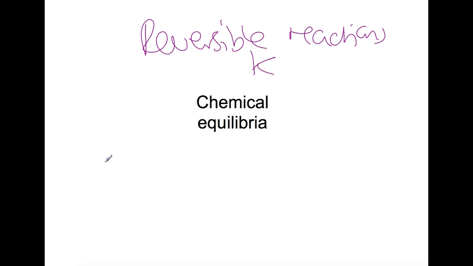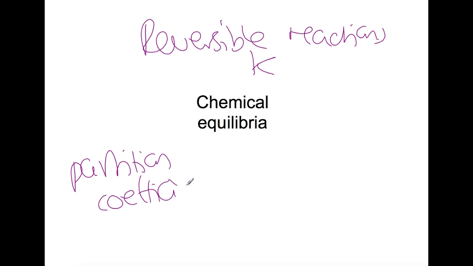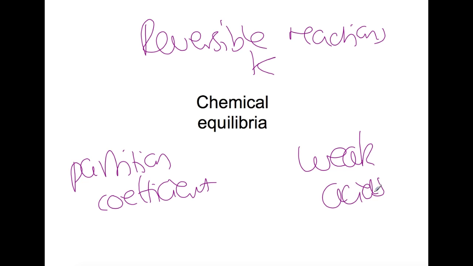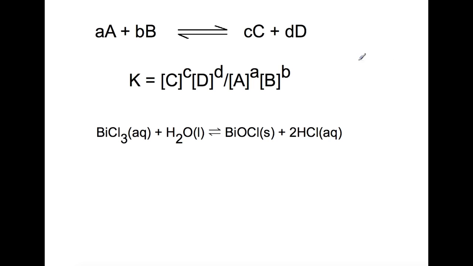A very specific example of using K is the partition coefficient, no longer explicitly in the course, but it can be used as problem solving and is also a very useful use of chemical equilibria and K. And then finally, weak acids, looking at Ka, pKa and pH. So let's have a look first of all at the equilibrium constant.